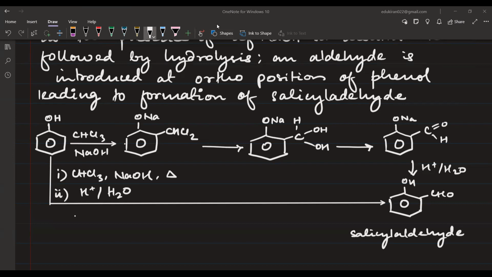Write this down, then we'll look at the mechanism, then you'll understand it more. After this, here we have two chlorine atoms. So two chlorine atoms will be replaced by OH, which we have already seen. When we have RCl and we react this with NaOH, what do we get? We get ROH. So that reaction is happening in this case in the second step.